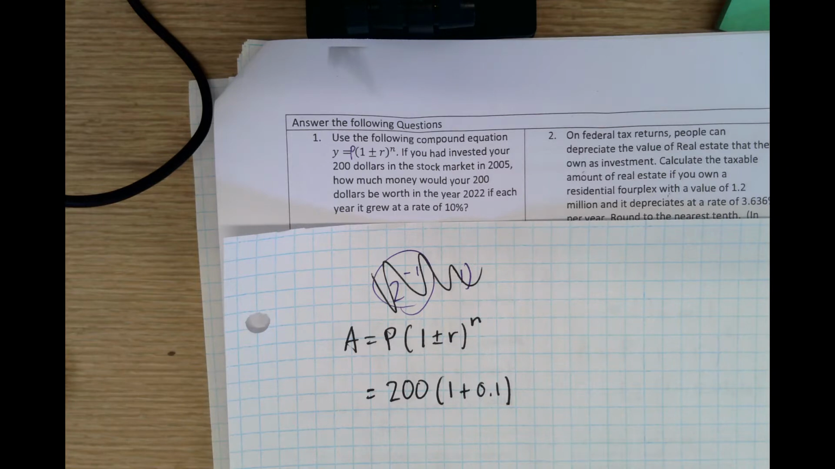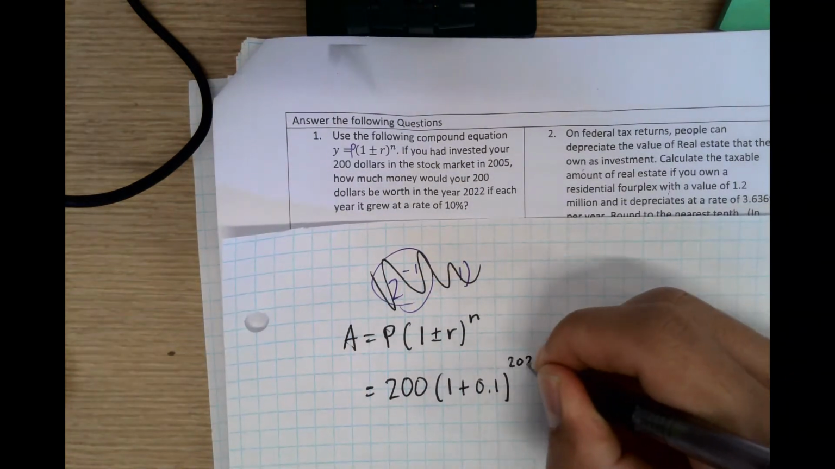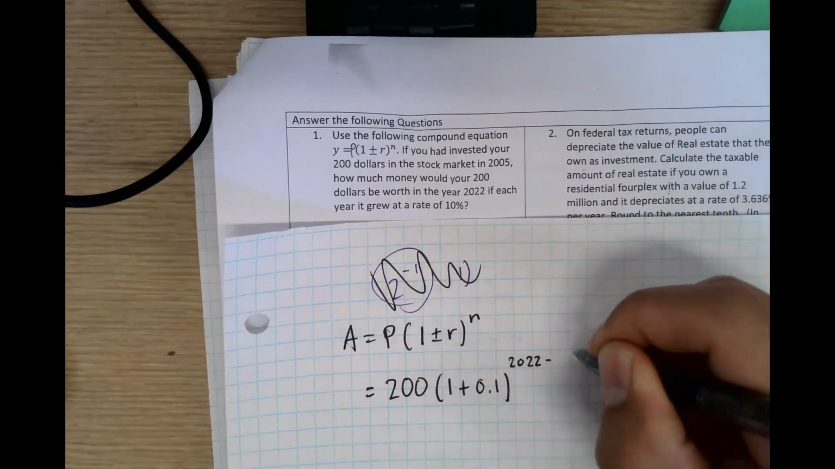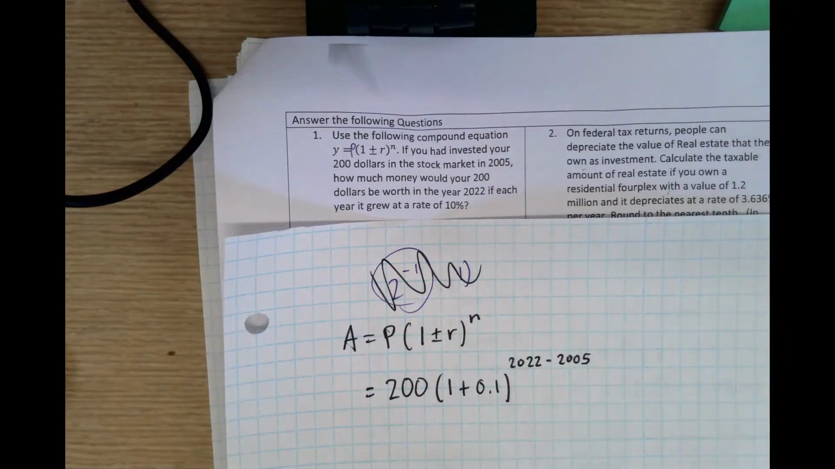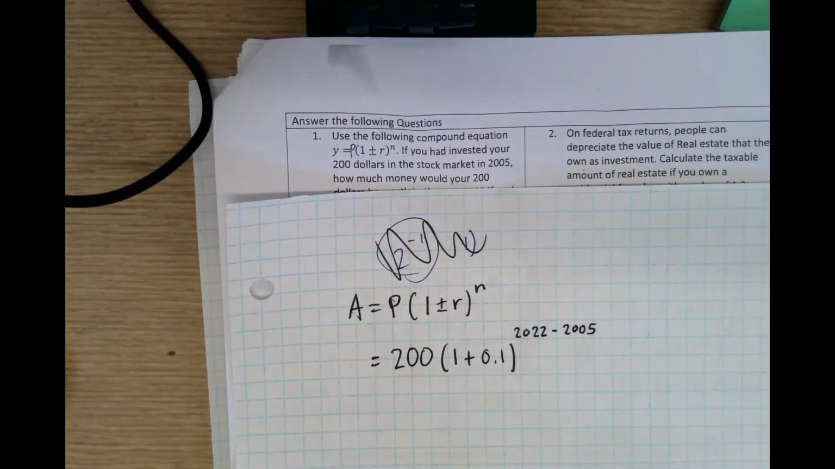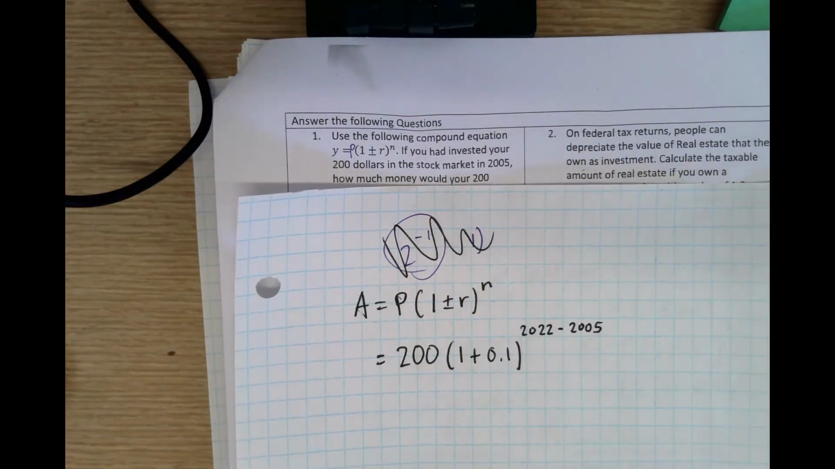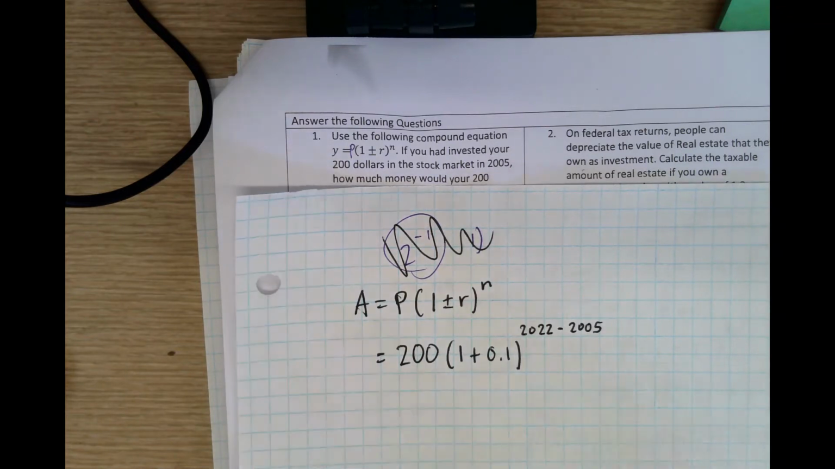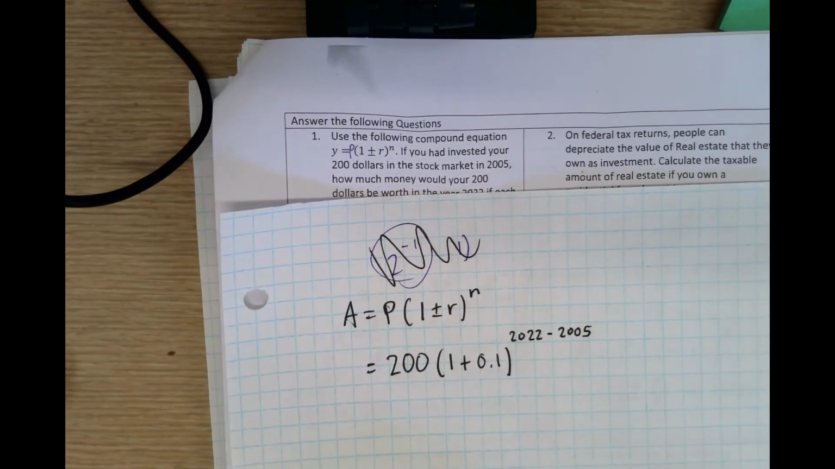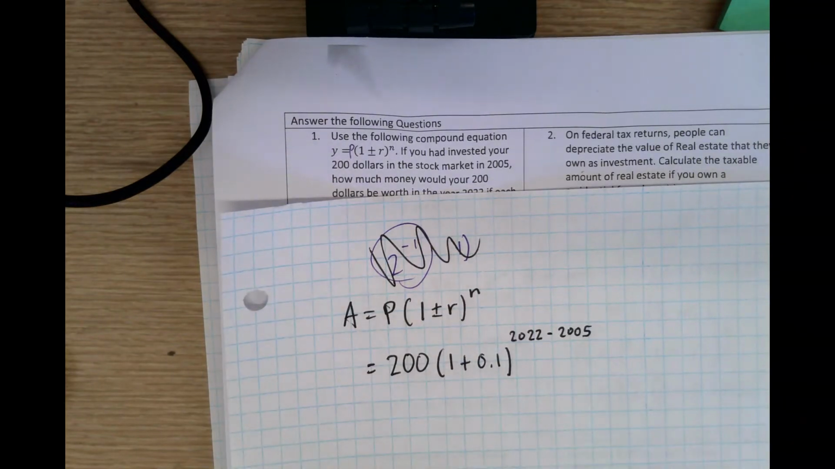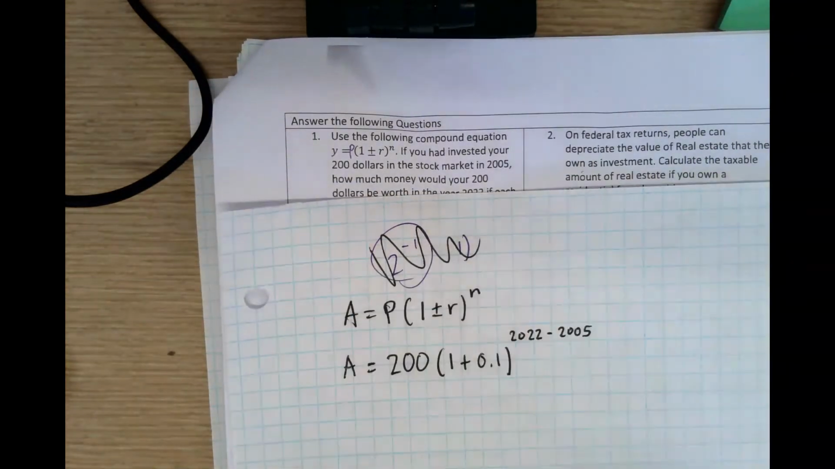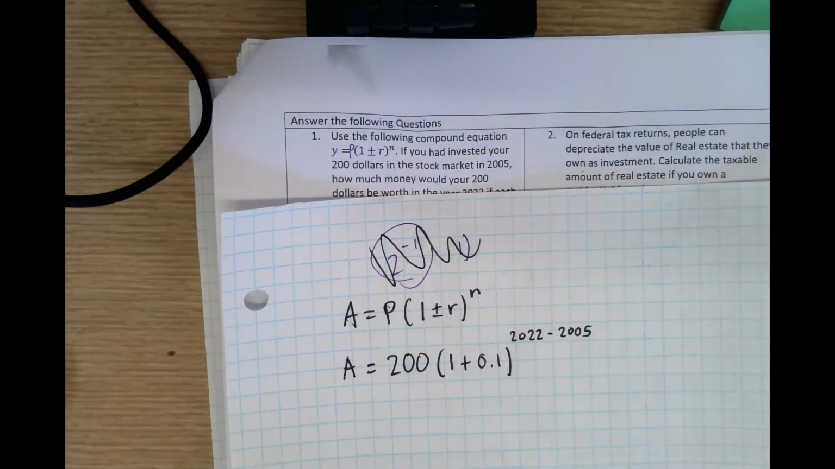And the number of years, how we calculate that is that they're asking us about 2022, but it started in 2005, so we can just go ahead and subtract the years from each other. You could have just done 22 minus 5, because the year 2022 minus the year 2005. And A represents our answer. A represents the future value or the future amount. So we can just write A. We don't know what it is yet. That's what we're solving for in this case.